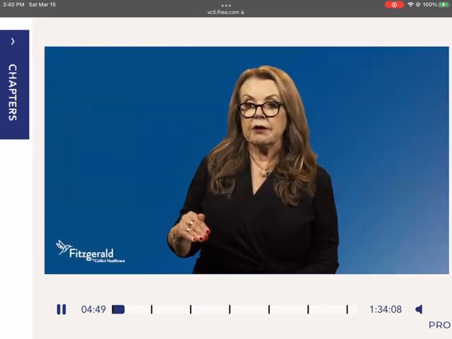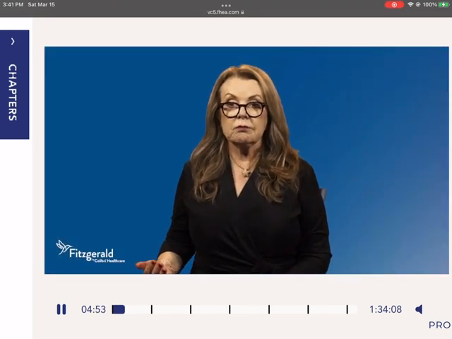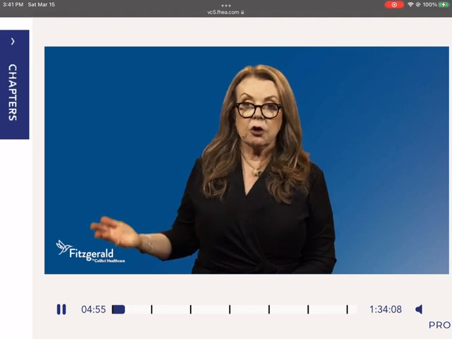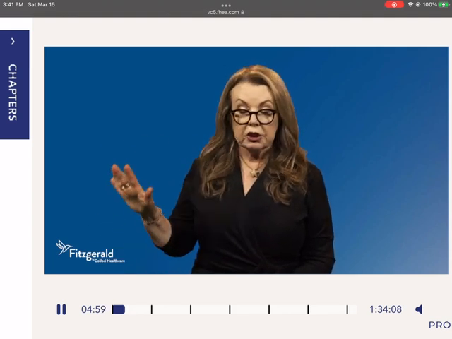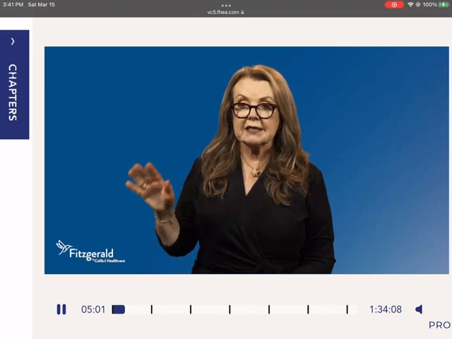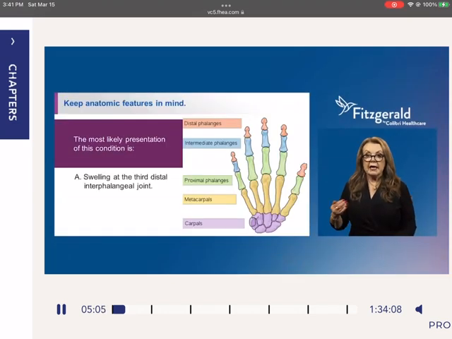What do we have here? We're being told he has gout, has a strong family history of gout. He drinks alcohol on a regular basis. Tylenol's not helping it, which I'm not surprised. Tylenol doesn't touch the pain that goes with gout. And now what it asks us to do is the most likely presentation of the condition.